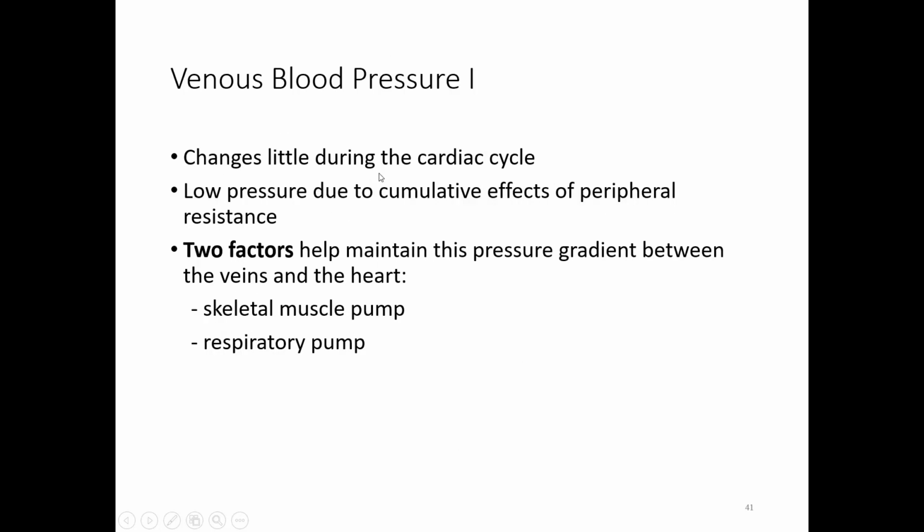Okay, blood pressure inside of the veins doesn't change a lot during the cardiac cycle, and it's much lower compared with blood pressure in the arteries. There are two factors that help to maintain a venous blood pressure gradient between the veins and the heart, and those would be skeletal muscle pump and respiratory pump.